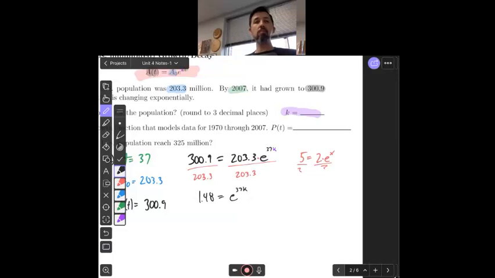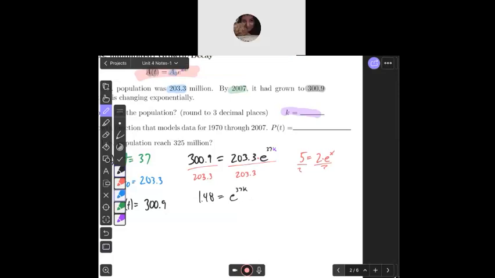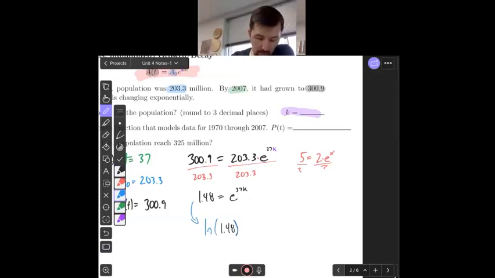Okay. All right, so we've got an E by itself now. And the power by itself. What's next? Wouldn't you put it into log form? We would love to put it in log form. What would that look like, Maddie? ln, and then that long decimal number. Okay. Parentheses equal to 37K. Right. The natural log of 1.48, blah, blah, blah, blah, like Maddie said, equals 37K.